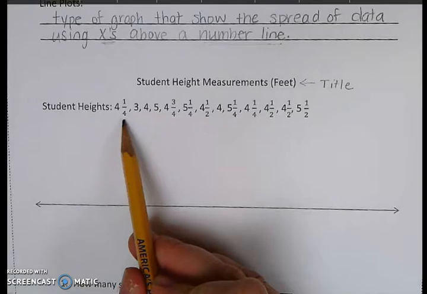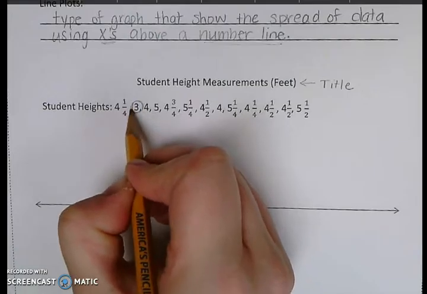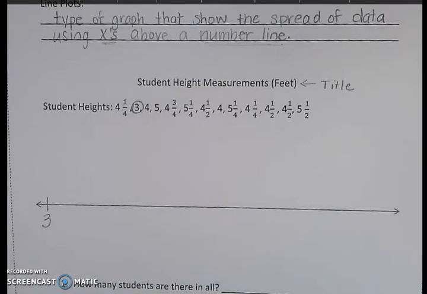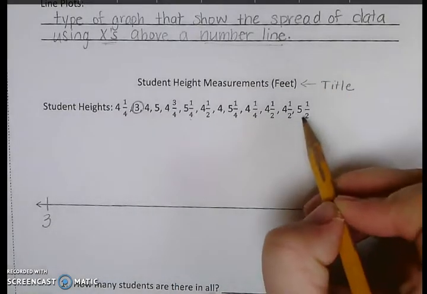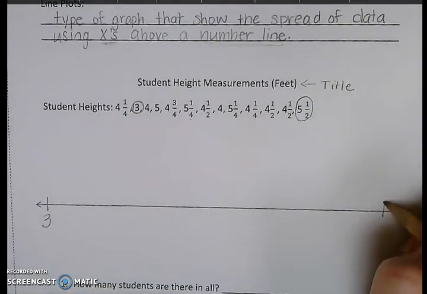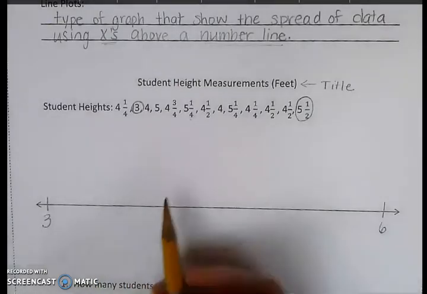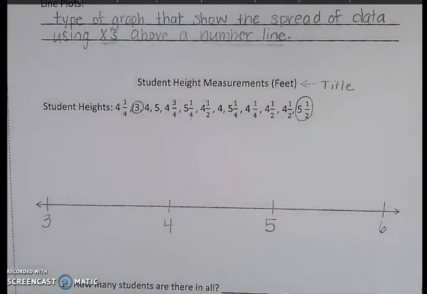First, I want to look for the smallest number in my list of data. The smallest number I see is 3. So that's where my number line is going to start. It's going to start at 3. Then I'm going to look for my largest number. I see 5, 5 1/4, 5 1/2. So my largest number is 5 1/2. So that means I've got to be bigger than 5, so I'm going to go all the way to 6. So my number line goes from 3 to 6. Now let's put the whole numbers in between. So 3, 4, 5, 6.